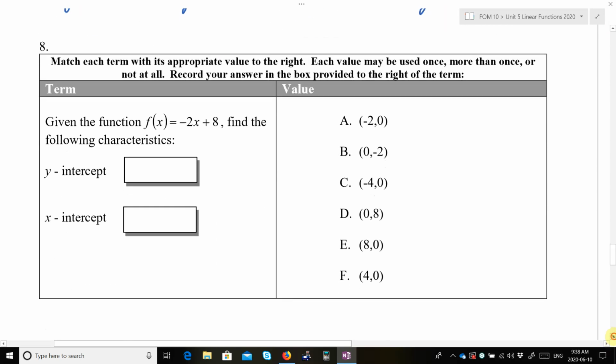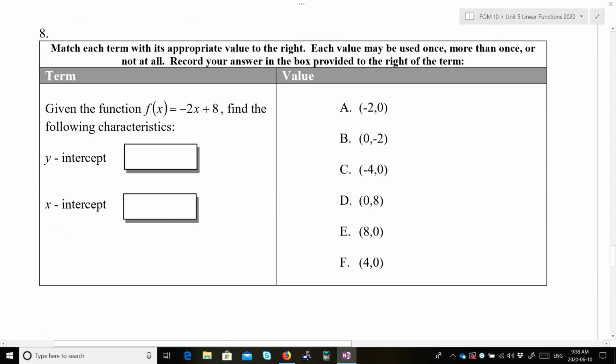All right. Number 8, match each term with its appropriate value to the right. Each value may be used once, more than once, or not at all. Record your answer in the box provided to the right of the term. Okay, so given the function f of x equals -2x plus 8, that's just a straight line. It just has more fancy notation. It's y equals mx plus b. Find the following characteristics. The y-intercept is the b, the plus b. So the y-intercept is 8, or as a point, 0, 8. So that's D.